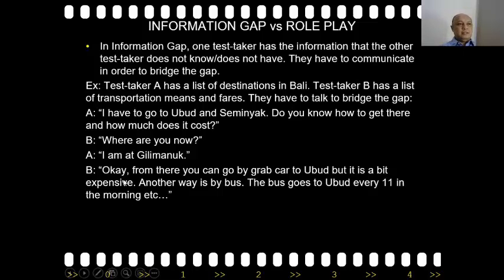Here, B is sharing the information that he or she knows with A, and A also shares the information that he or she knows with B by talking, and that's information gap. You can create such a gap in order to make your test takers communicate with each other while you score their performance: their appropriateness, their fluency, their grammar, their development of ideas, and so on.